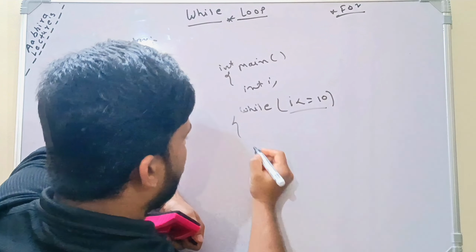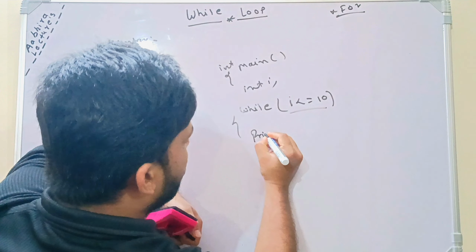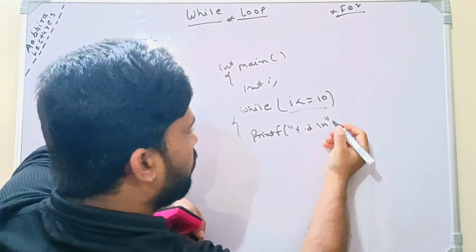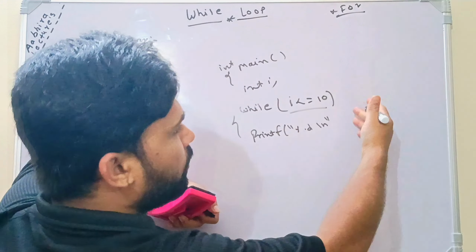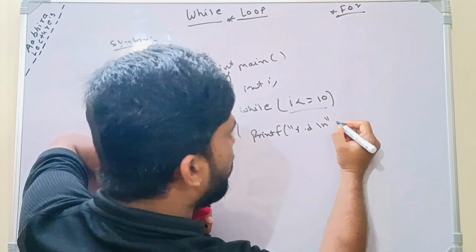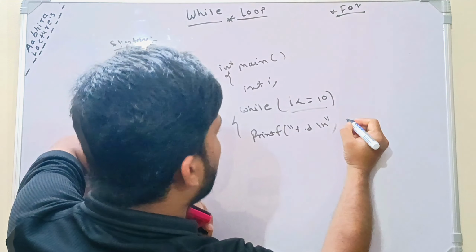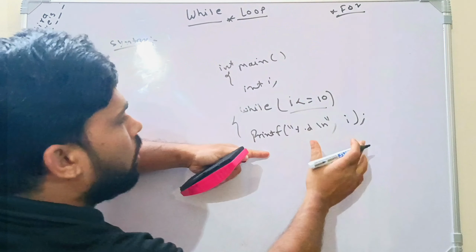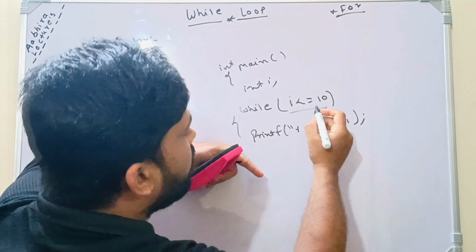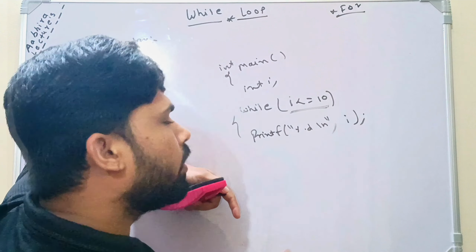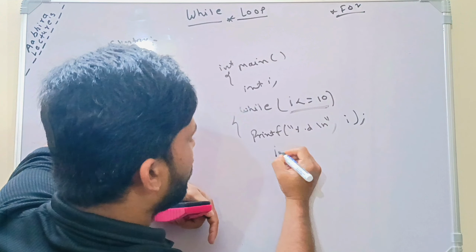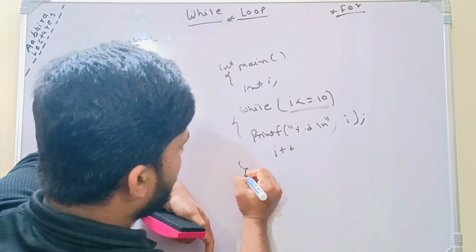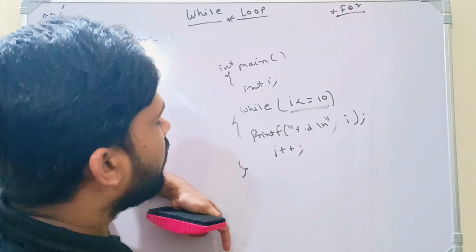Then open the bracket and write the print statement, printf with %d and \n, because I want each next number to print on the next line. Then i, semicolon. It will print i. Then I have to do the increment, so i plus plus. You can do i minus minus also, increment or decrement. Then close the bracket. Sorry, here you have to put a semicolon.